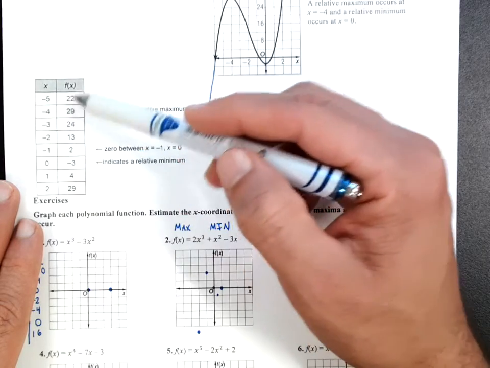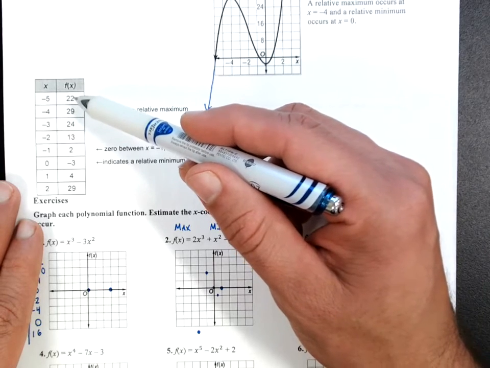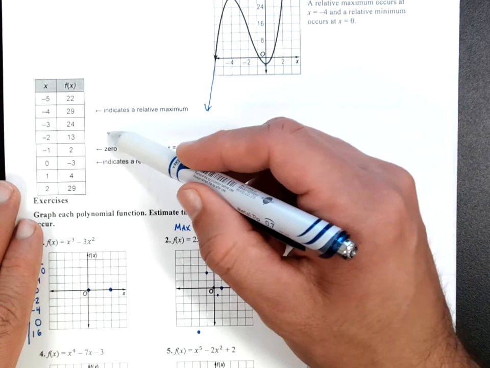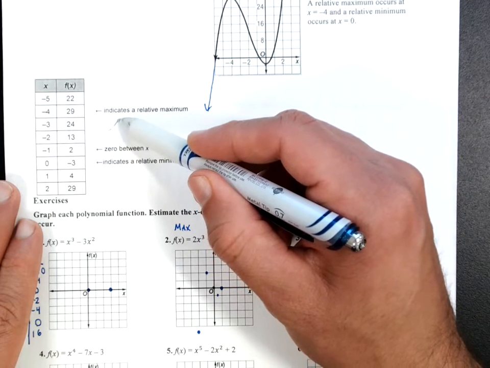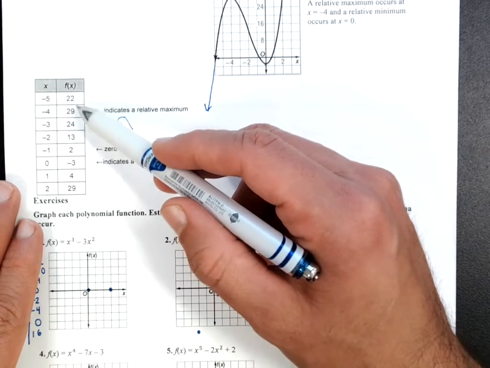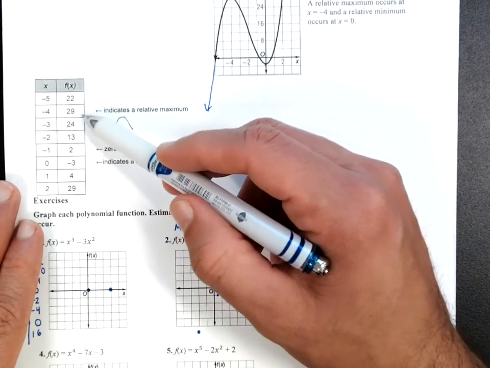Those x values are going up, so basically you're going from left to right. Now, if from left to right I go to 22, 29, then back down to 24, all right? So you essentially did this. You're going up, okay, 29, then going down. This must indicate that there's a relative maximum between those two, because you went up and then you went down.